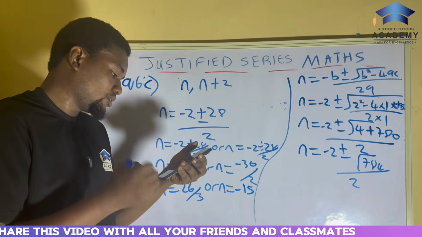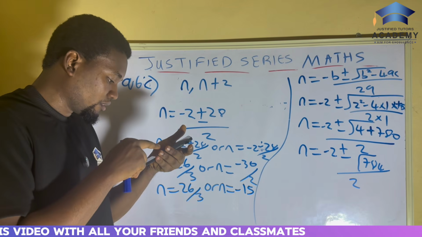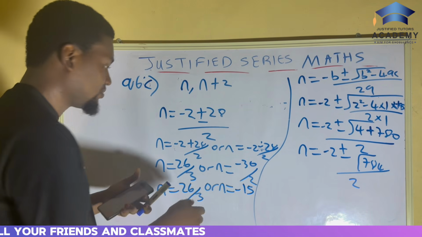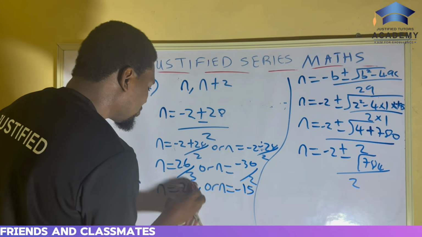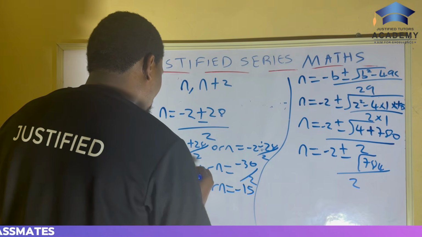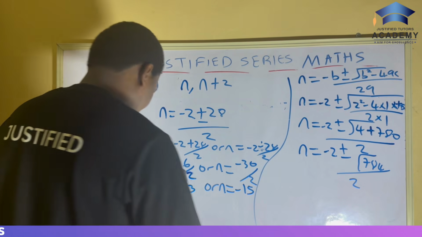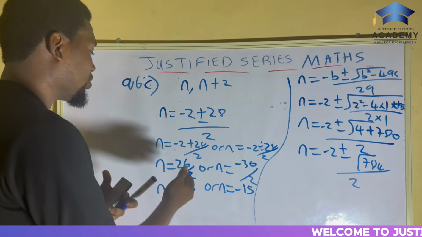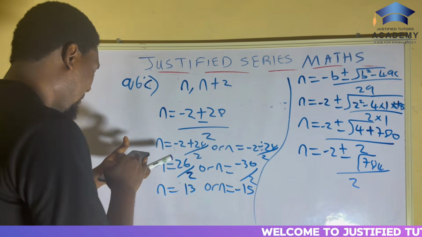Let's go back to the question. Sorry, this is over 2, not 3. See me, 26 over 2, not 3. So 26 over 2 will give us 13. Are you getting me? 13. So now the number for n is 13 or minus 15.